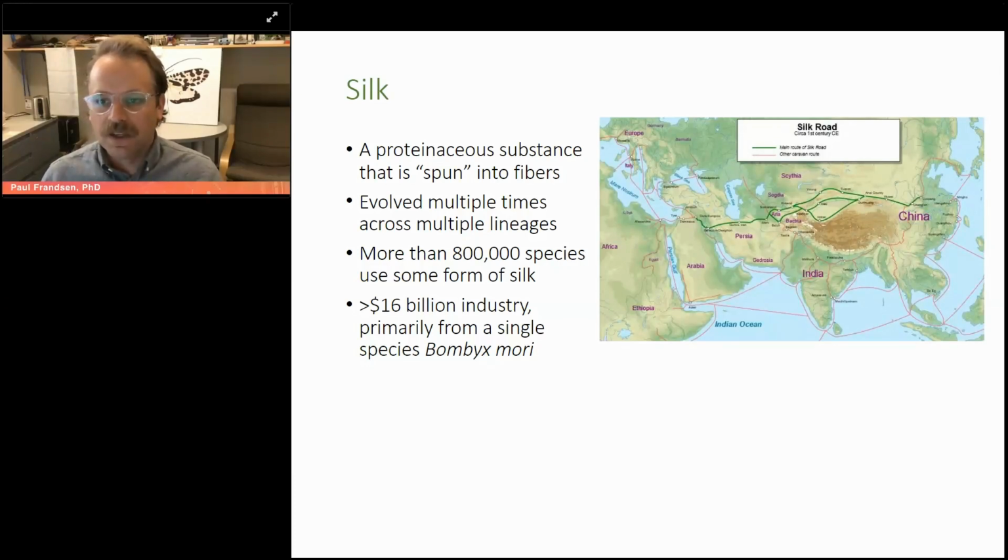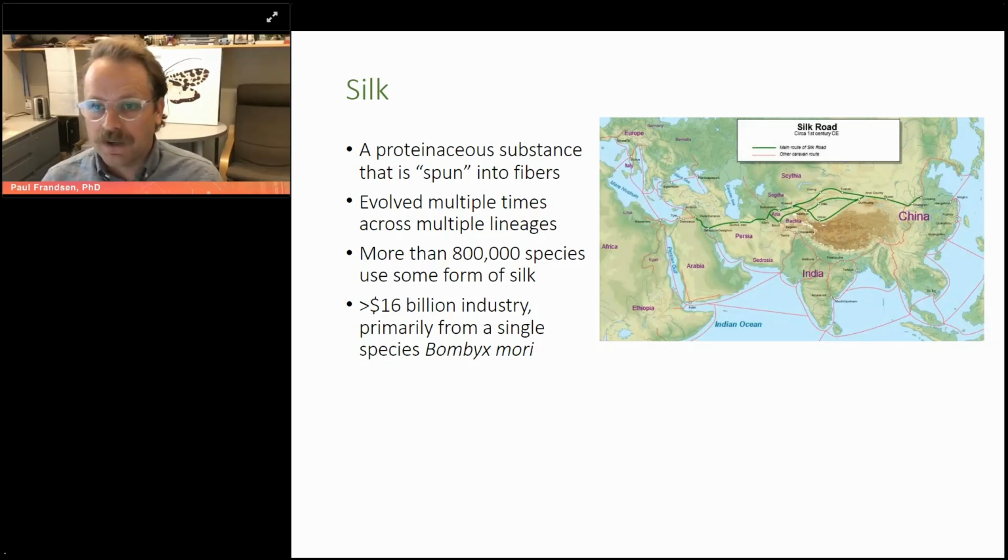And silk is often flexible, it's often sticky, and it's used across multiple lineages of arthropods. So spiders use silk, moths use silk, as we know from their cocoons. I'll be talking about a special group of insects called caddisflies that use silk, but it's actually used all across insects. There's grasshopper relatives that use silk. There are wasps and bees that use silk, etc. So in total, more than 800,000 species of arthropod use some sort of silk.